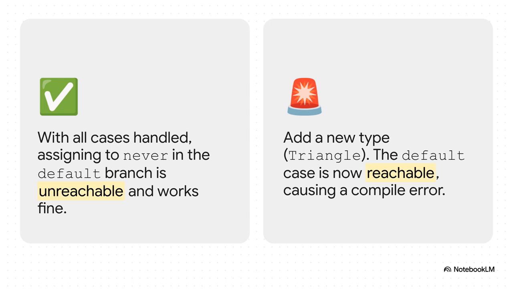Let's say months from now, a new developer on your team adds triangle to our Shape union type. Instantly, our getArea function gets a compile error. Why? Because in that switch statement, if the shape is a triangle, it's going to fall through to the default case. And there, TypeScript tries to assign a triangle to never, which is impossible. The compiler is now our safety net, forcing us to handle the new triangle case. This prevents countless bugs down the road.